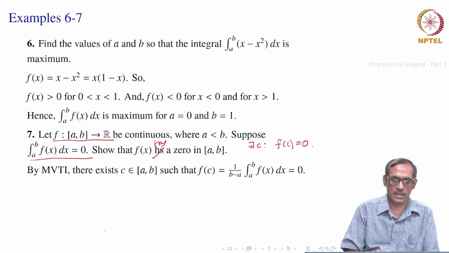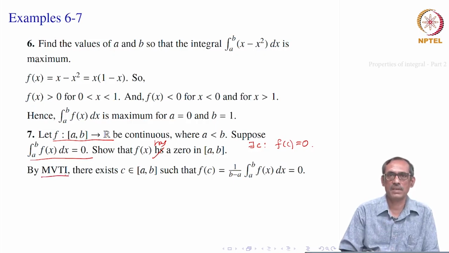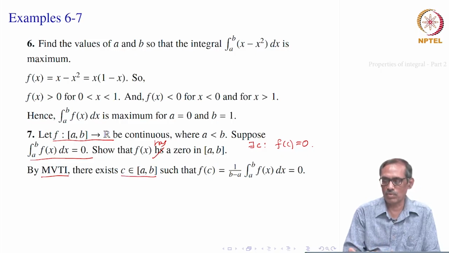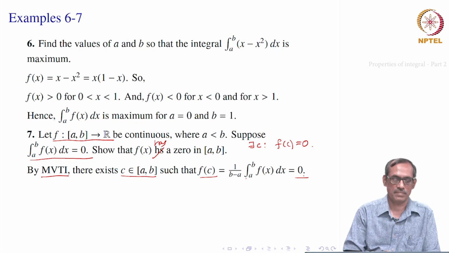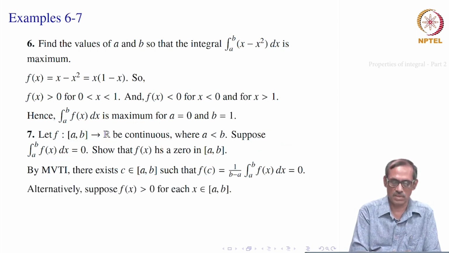But we can do it directly, because we have the mean value theorem for integrals available with us. In fact, that is exactly the proof of the mean value theorem for integrals, whatever argument we thought. So, we can now apply the mean value theorem for integrals directly. By the mean value theorem for integrals, there exists a point c in a, b such that f of c equals 1 by b minus a times the integral from a to b of f of x dx, and this integral is 0. So, f of c must be equal to 0. The job became easier for us due to this.